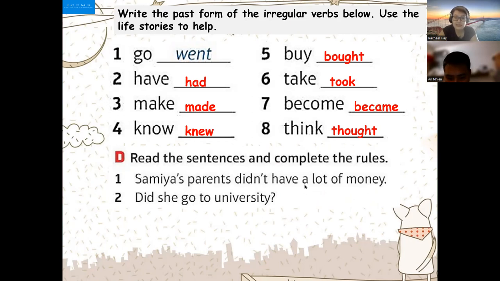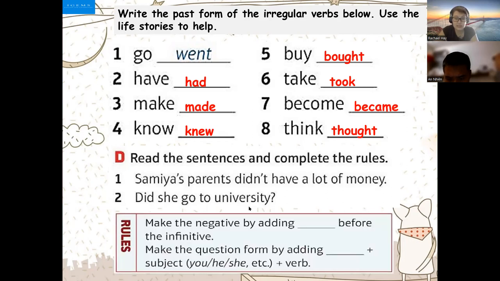Read the sentences and complete the rules. So Samia's parents didn't have a lot of money. Did she go to university? So we make a negative by adding what before the infinitive? Not, it's not good. Make the question by adding something, then the subject, you, he, she, etc., and the verb. Did. Okay, did.